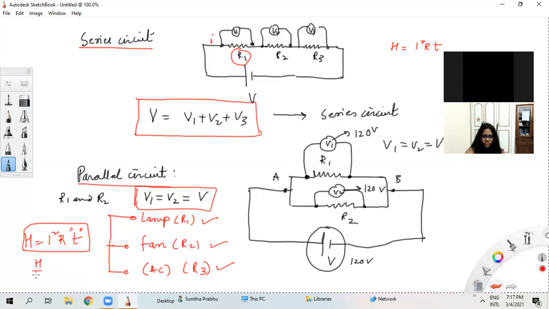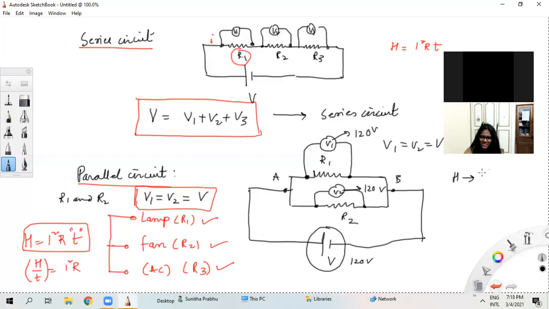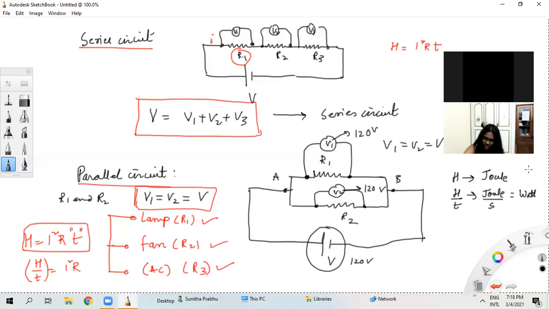Another thing: H is equal to I square RT. Just look at it. H by T is equal to I square R. And what is this H by T? Can you tell me the units of H? Of heat? What is the unit of heat? Joule. Heat, work, everything is joule. And H by T means joule per second. Do you know what is the unit joule per second? Watt.